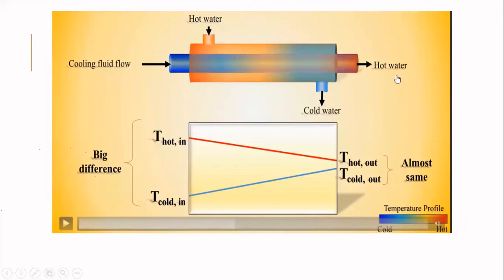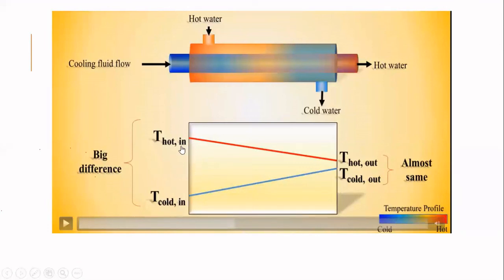Is this part clear? Okay, we will discuss this diagram. From here it might be clear. See, here both the fluids are entering. The red curve is for the hot fluid. Initially, the temperature of the hot fluid is greater than the temperature of the cold fluid. Both are in contact with each other.